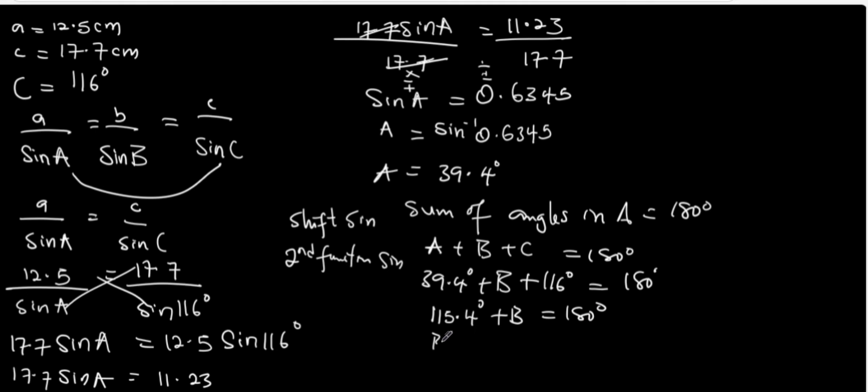So my angle B will equal 180 degrees minus 155.4 degrees, which gives me 24.6 degrees. And that means we've been able to find all the angles in the triangle.